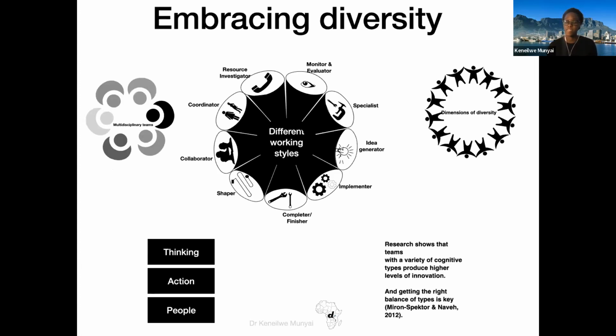And of course, embracing diversity is critical as well. And when we're talking about embracing diversity, we're talking about all the dimensions of diversity, including different working styles. So you might find that in your team, there are people who are very good at different things like coordinating or shaping ideas or completing tasks or even implementing. And of course, there are some people who are very good at generating ideas, whereas some people are specialists at certain things. And so always ensuring that within your team, you have as much diversity as possible. And research shows that teams with a variety of cognitive types produce higher levels of innovation. And so we try and make sure that when we are working on projects, we deliberately ensure that we find different people with different working styles or even disciplines and so forth.